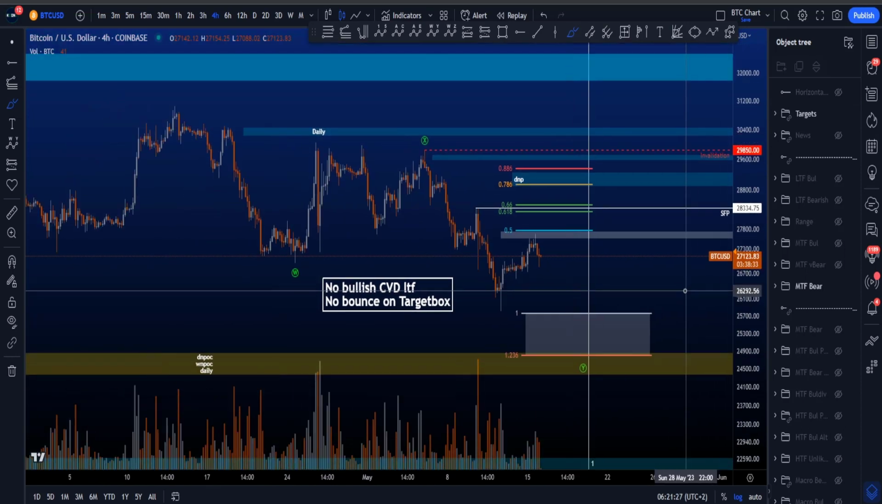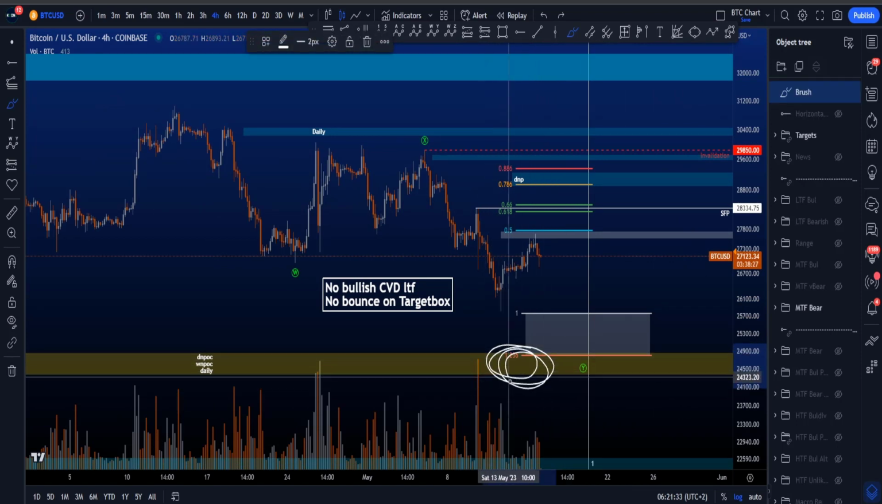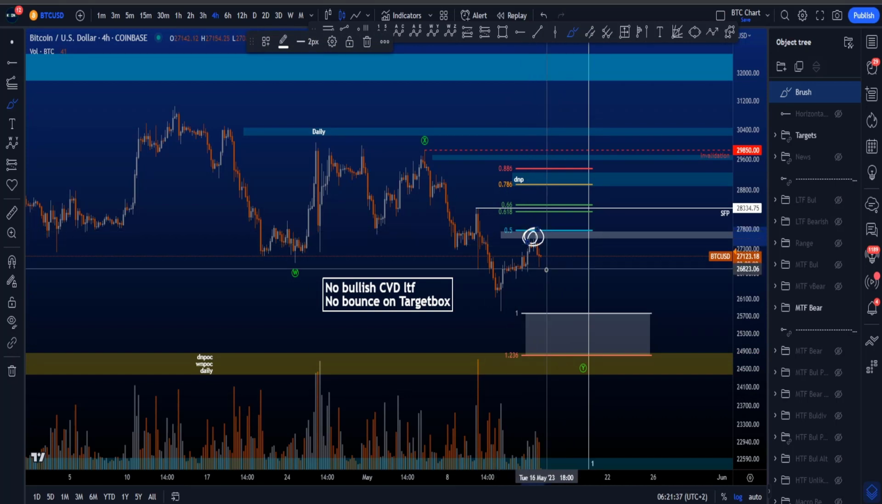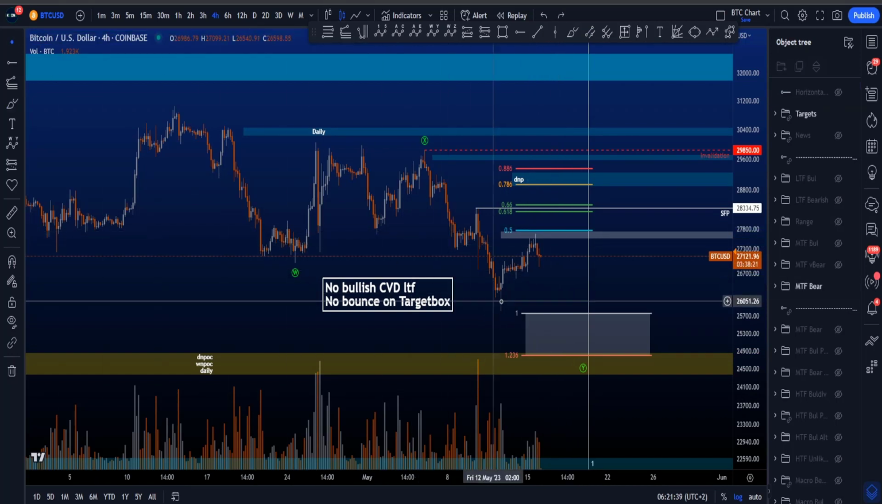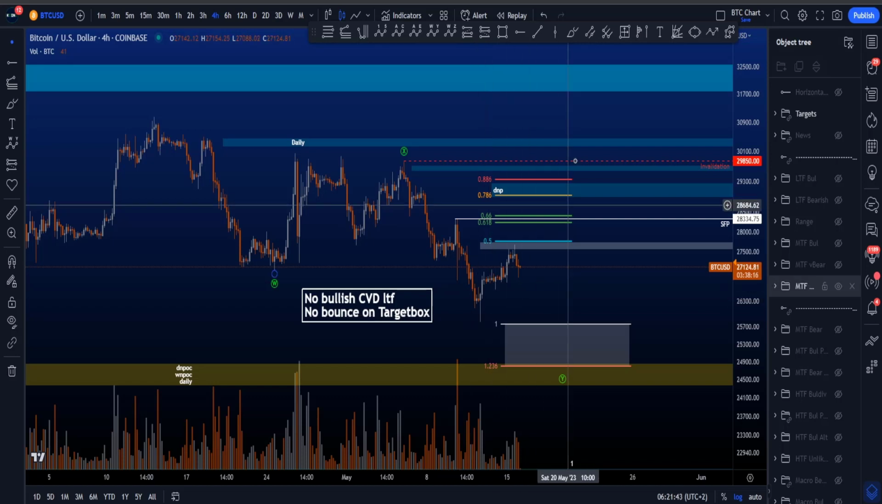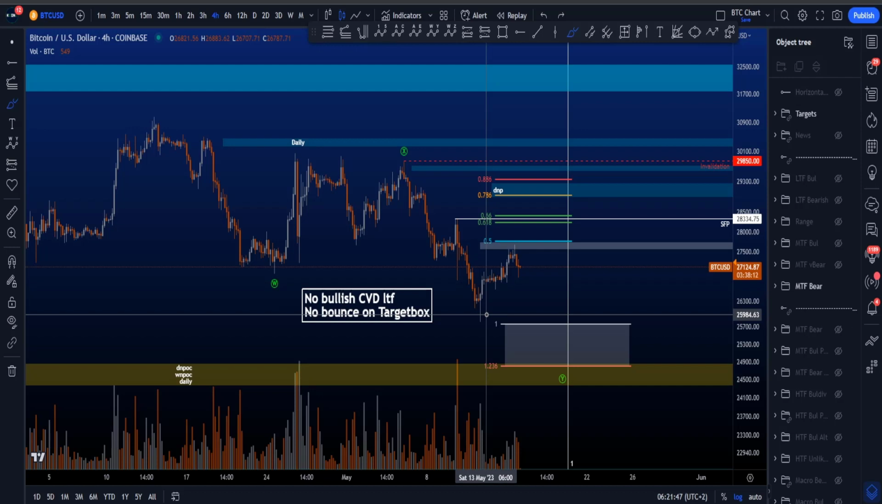upside. But I do like my target boxes to be hit, and I didn't really have any target box over here because the first true support target box is down here, and as you can see, actually to the upside, this one has been hit just now, so that's very nice. But we didn't have any target box, so that is also something to take into account for this potential move to the upside. We didn't have the strongest support in this area, but it might be sufficient for a continuation to the upside, of course.